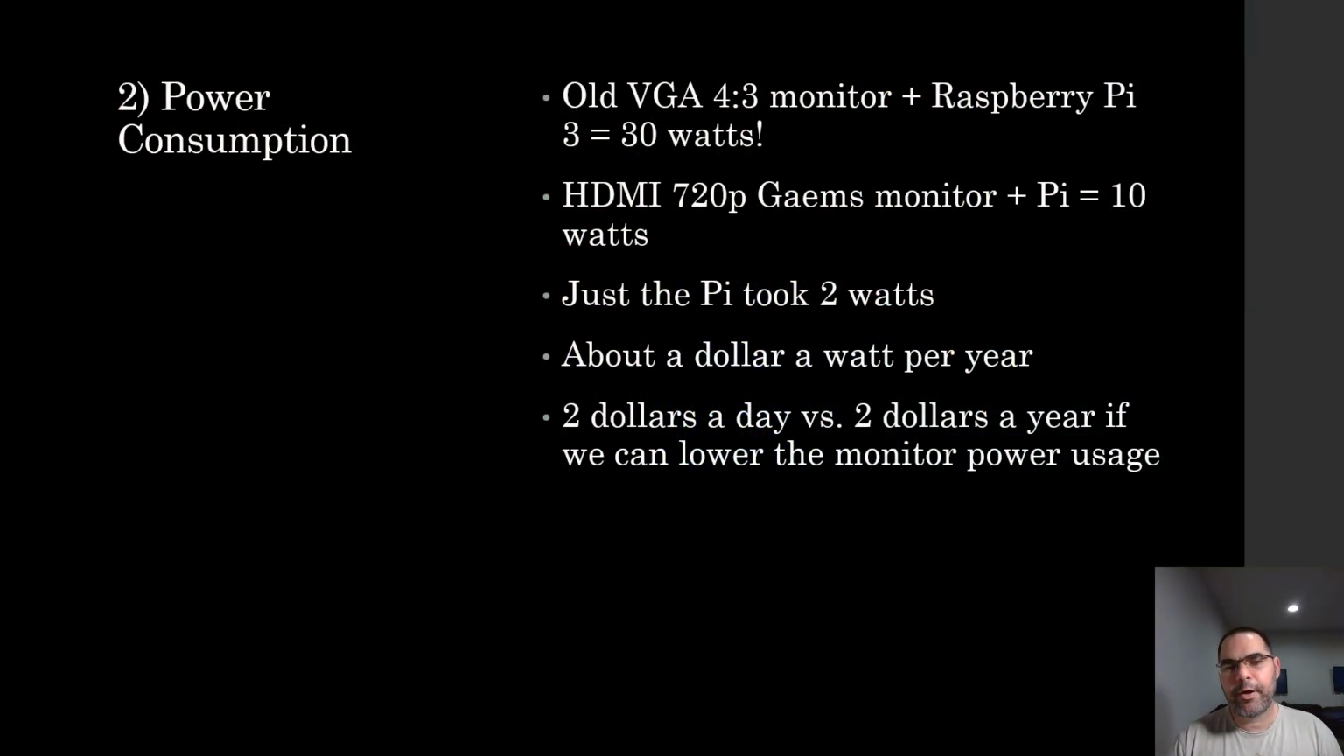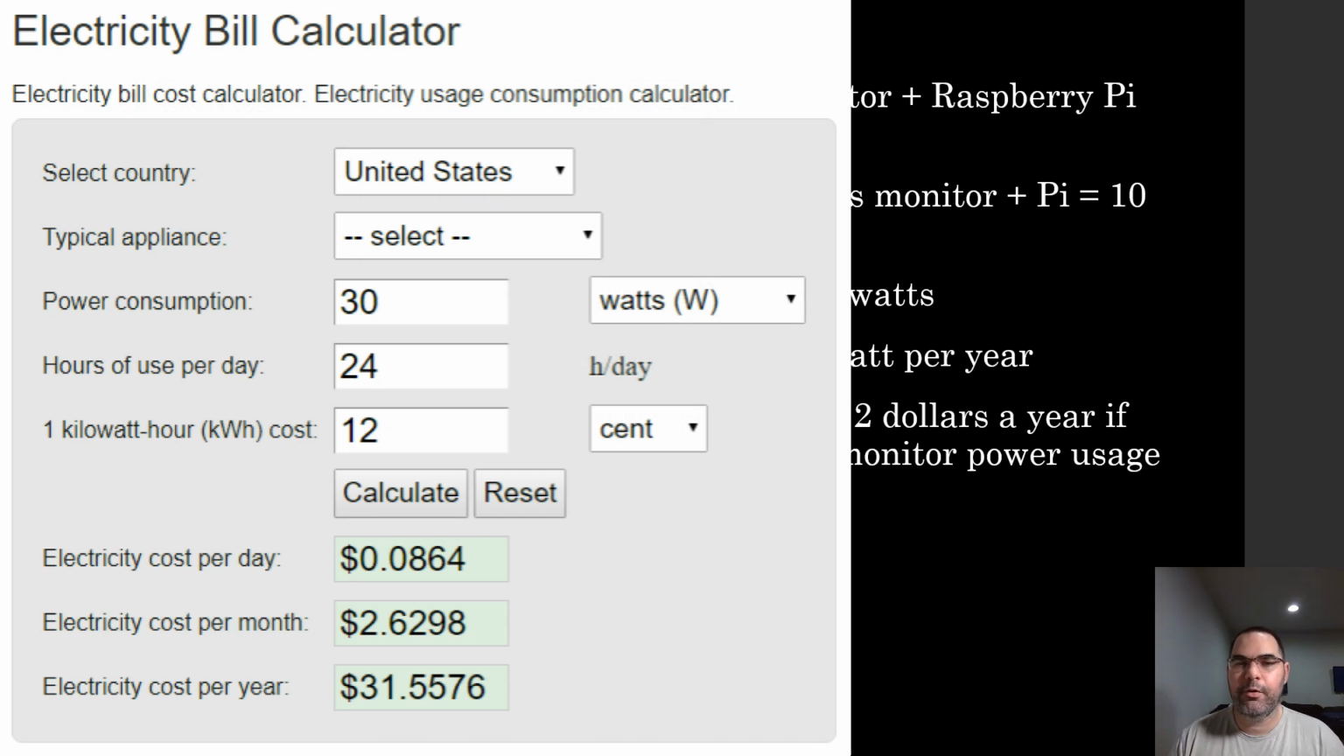The next thing I want to talk about is power consumption, because this was my other big surprise. Again, I picked an old monitor out, plugged the Raspberry Pi in, and just plugged it into a power measuring device. The thing took 30 watts. Now, what that translates to in money is $30 a year to run this.